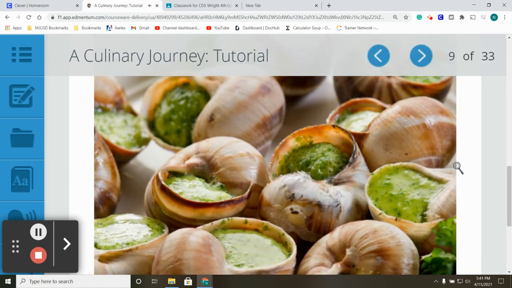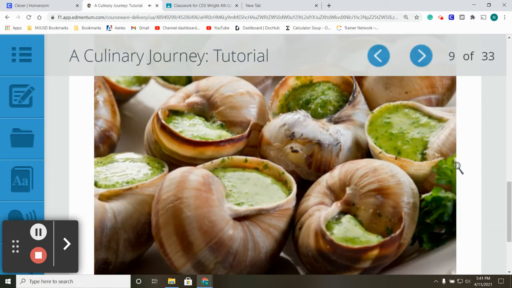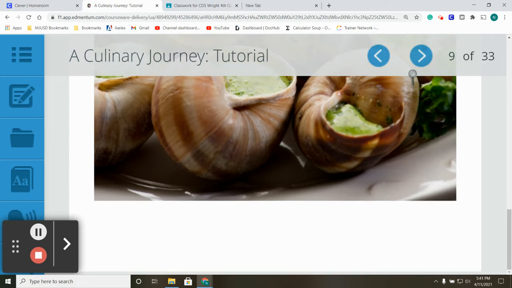Snails au gratin, a French dish. I've had escargot before.